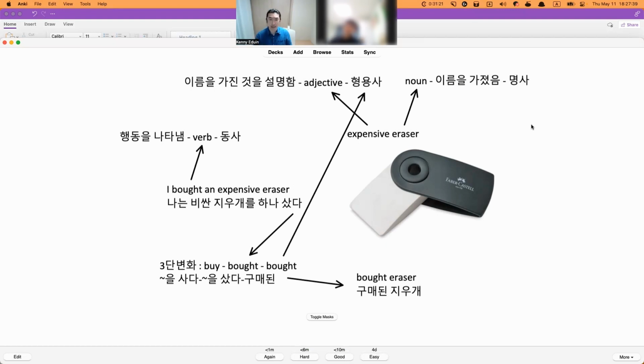Something that has names. This is a noun. Okay. Next, what about this? You need to talk about. What? Oh, yeah, this one. Three changes.